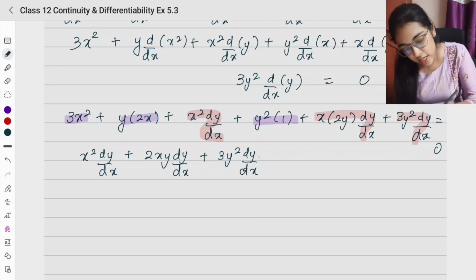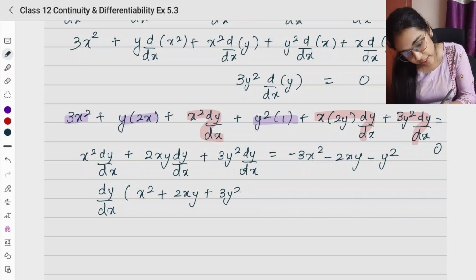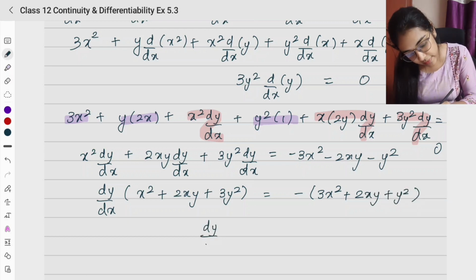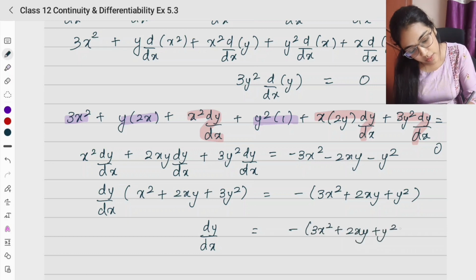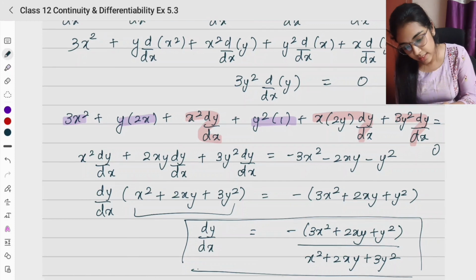I'm going to take it to the other side. So, what am I going to have? Minus 3x square minus 2xy minus y square. Okay? So, now taking dy by dx common here, I'll have x square plus 2xy plus 3y square equal to, taking minus common here, I'm going to have 3x square plus 2xy plus y square. So, dy divided by dx is equal to minus of 3x square plus 2xy plus y square, the whole divided by, when these terms go to the right, it is going to go to the denominator. So, I'll have x square plus 2xy plus 3y square. So, this is my final answer. Please copy.